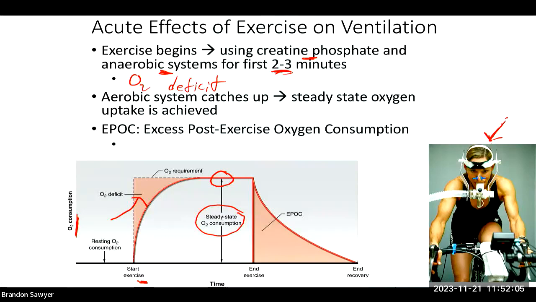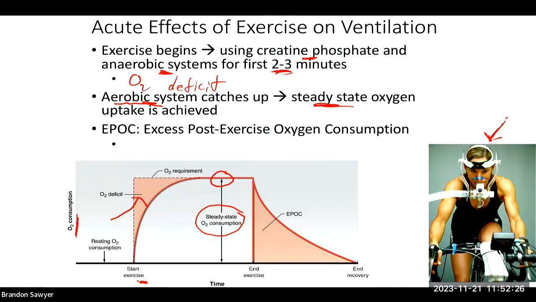Okay, so then after about 2 to 3 minutes, the aerobic system kind of catches up, because that's pretty much what causes this. Our oxidative system has so many steps, right? It takes a long time to get all the way from glucose to the electron transport chain, make all that ATP. So it just takes a while, right? And so it takes a couple minutes to get everything going. But then once we do, we get to steady state oxygen consumption.